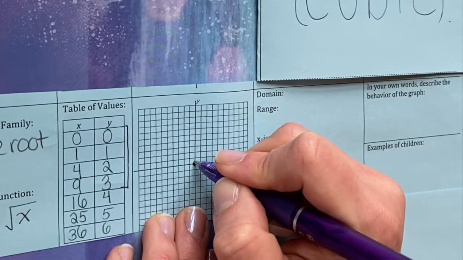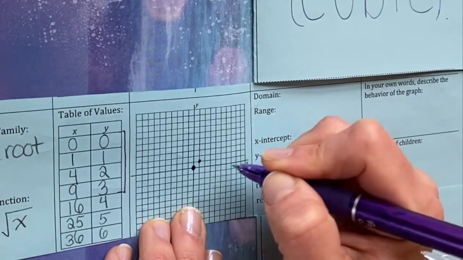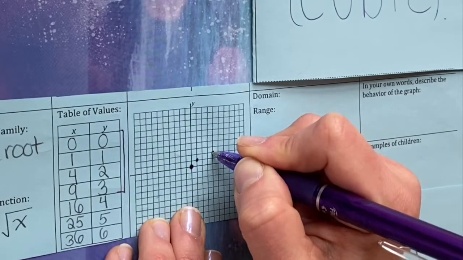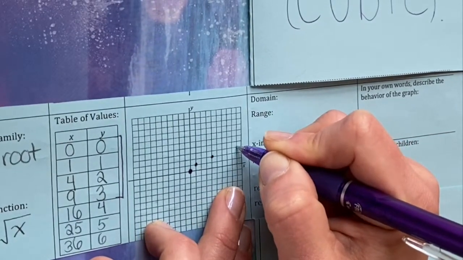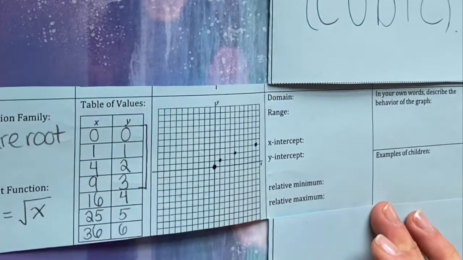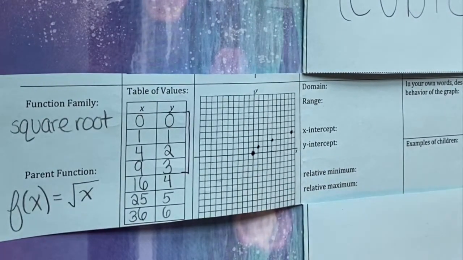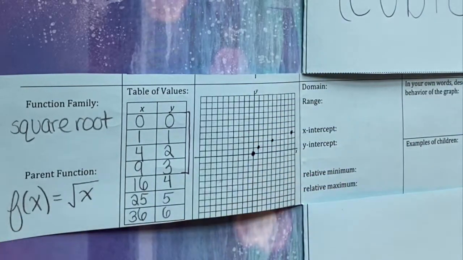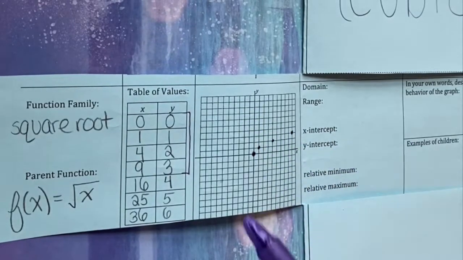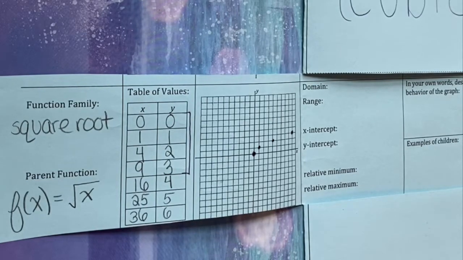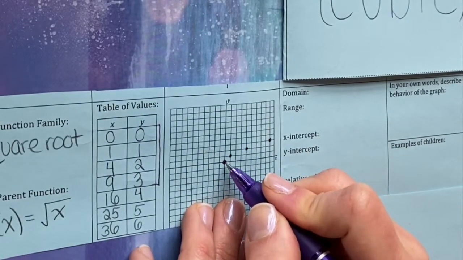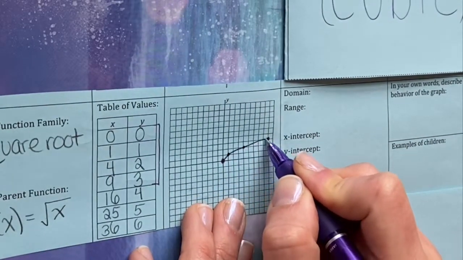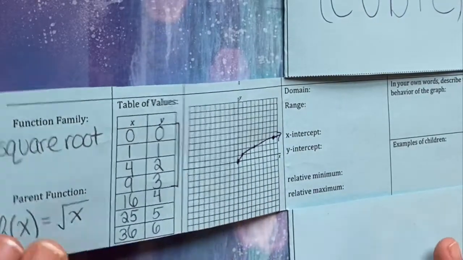So 0, 0, 1, 1, 4, 2, and 9, 3. Now again, this graph is not going to be the same shape as any of our other graphs. So notice it's not going to be a U shape. It's not a straight line. It's not a V shape. It's not a curve. This graph is actually a ray because it starts at this point and continues going forever in the other direction.